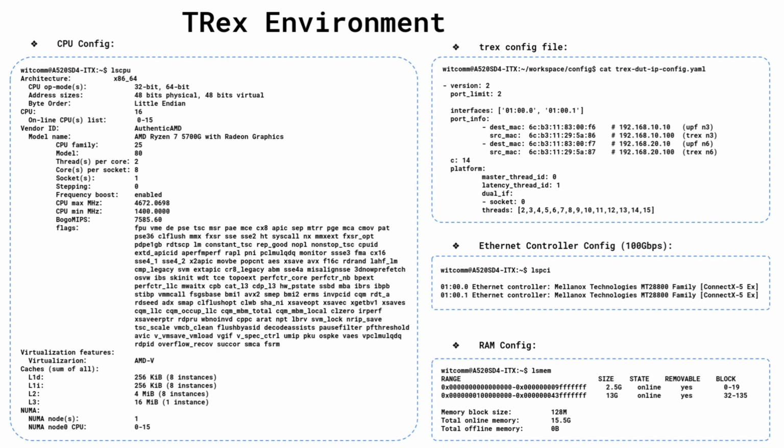The TREX machine hardware characteristics are shown here. This machine is using an AMD Ryzen 7 with 18 cores processor and max frequency of 4672 MHz, and different caches ranging from 256 KB for L1 to 16 MB for L3, and a RAM of 16 GB. Regarding the network interfaces, TREX is using dual Mellanox Montana 28800 Ethernet controller with 100 gigabits per second speed.